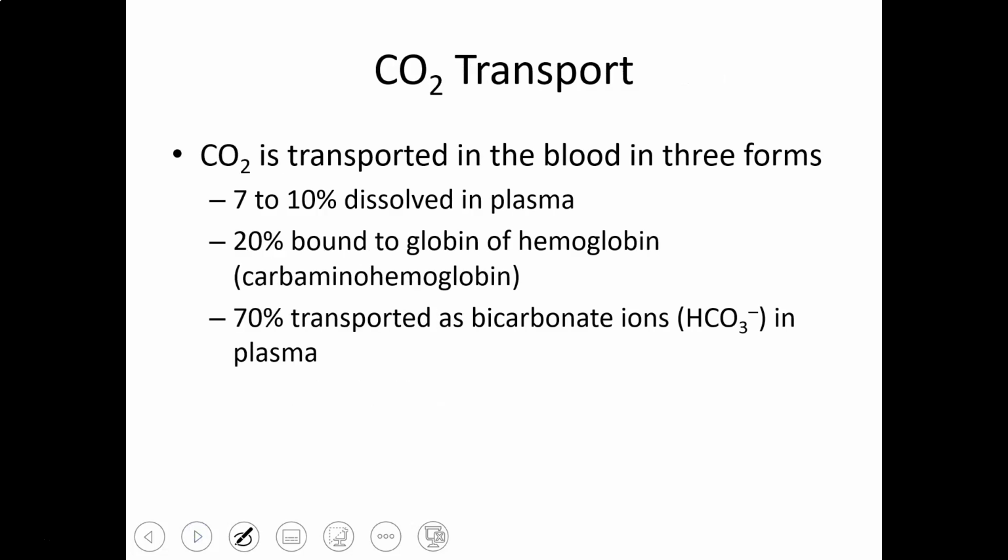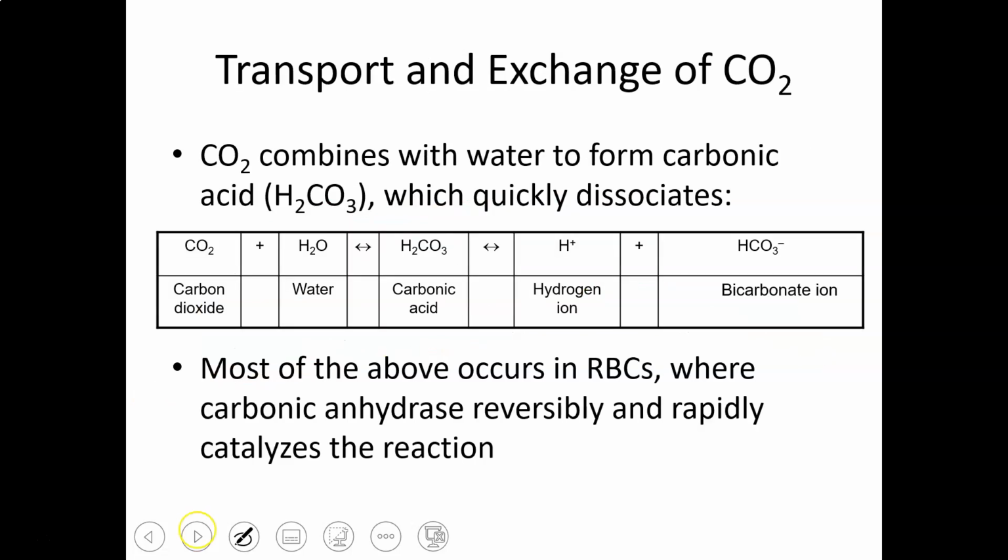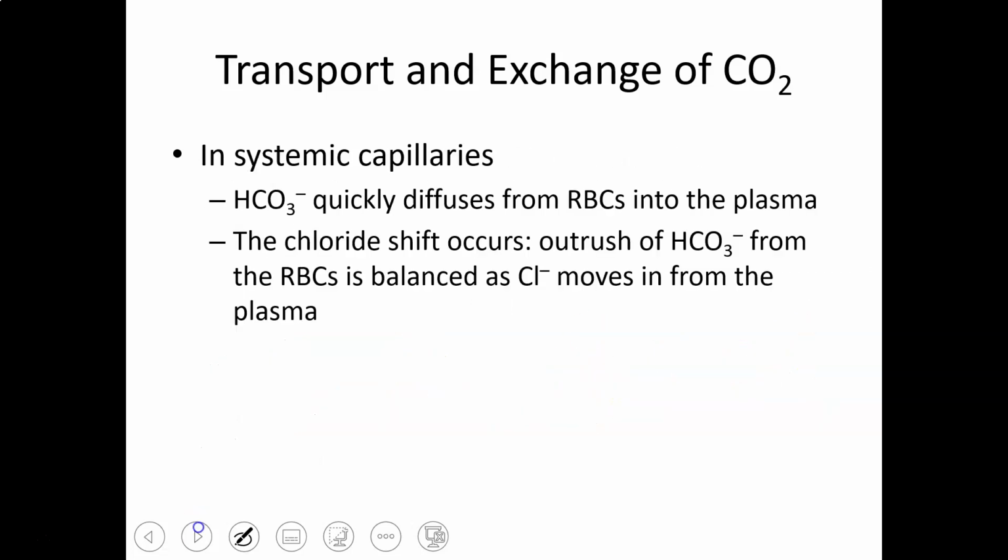All right, carbon dioxide. Carbon dioxide is transported in plasma, dissolved, or somewhat bound to hemoglobin. Most carbon dioxide is transported as bicarbonate. How does that work? Well, carbon dioxide combines with water, which turns into carbonic acid, which dissociates into bicarbonate and a hydrogen ion. That happens in the red blood cell. That bicarbonate leaves the red blood cell, and a chloride moves in.